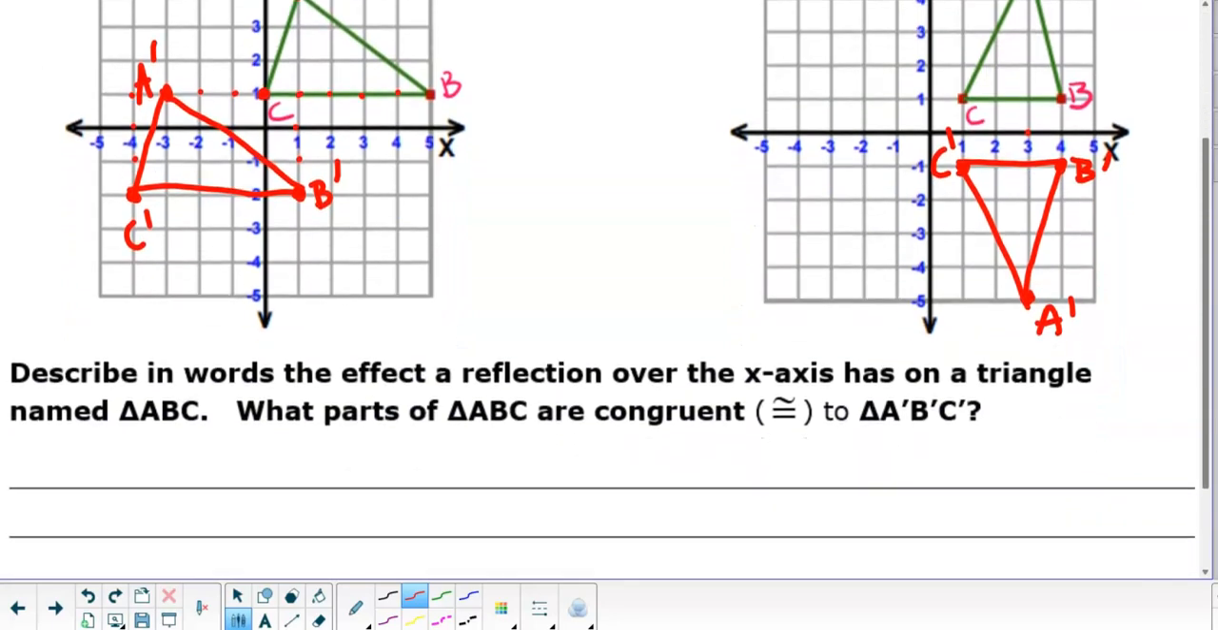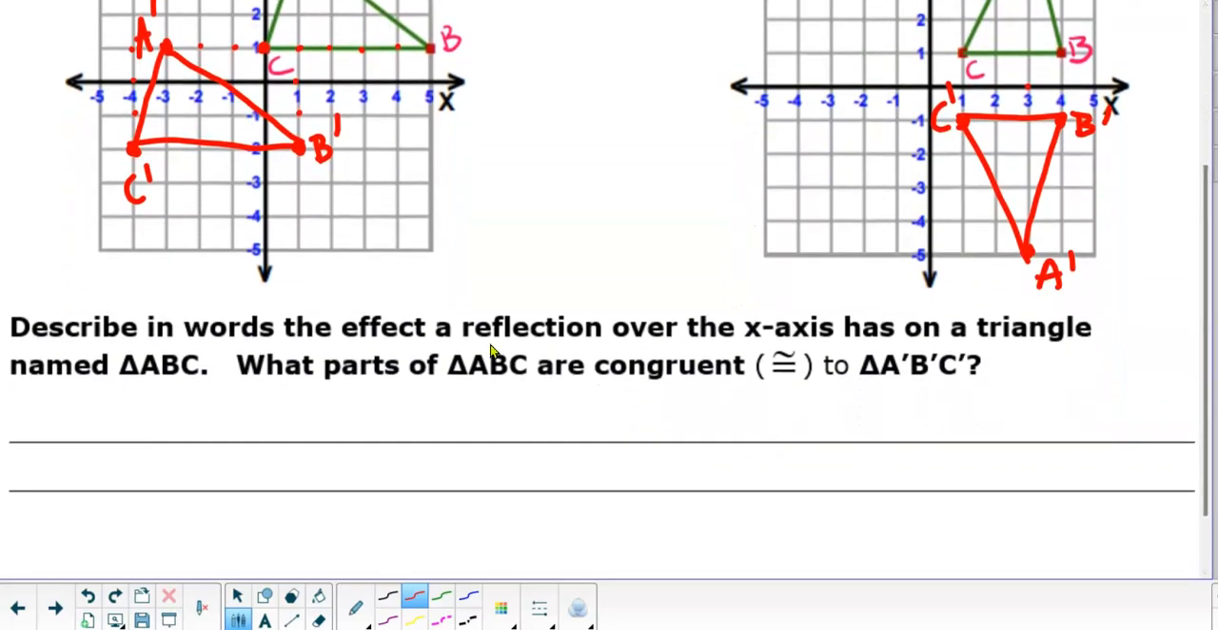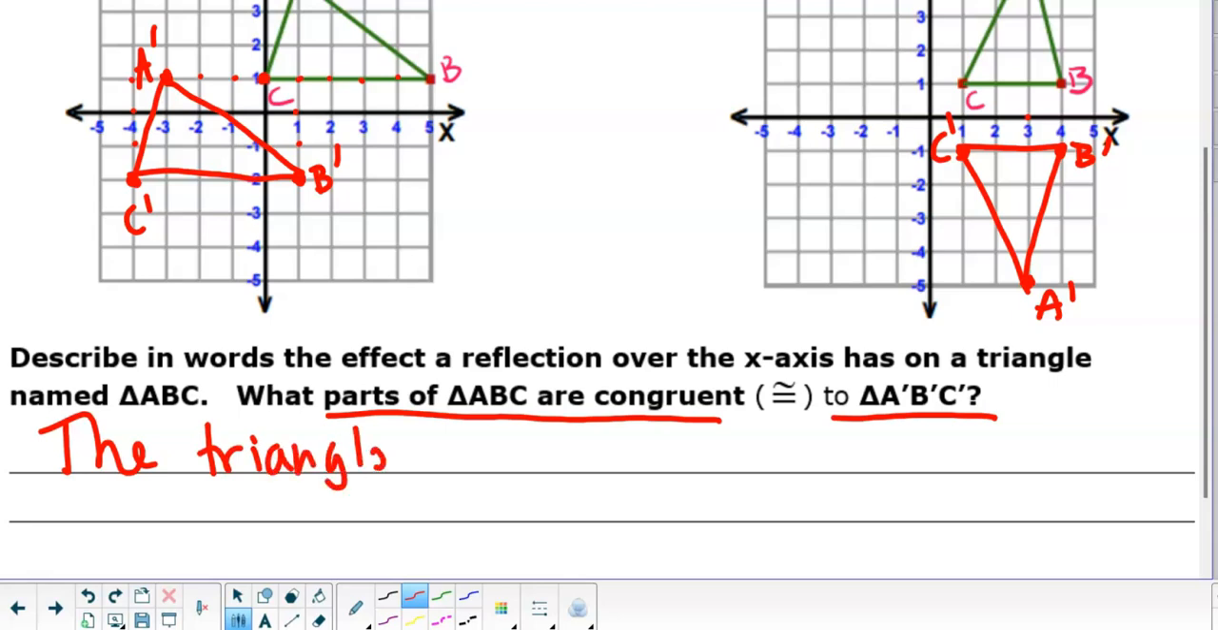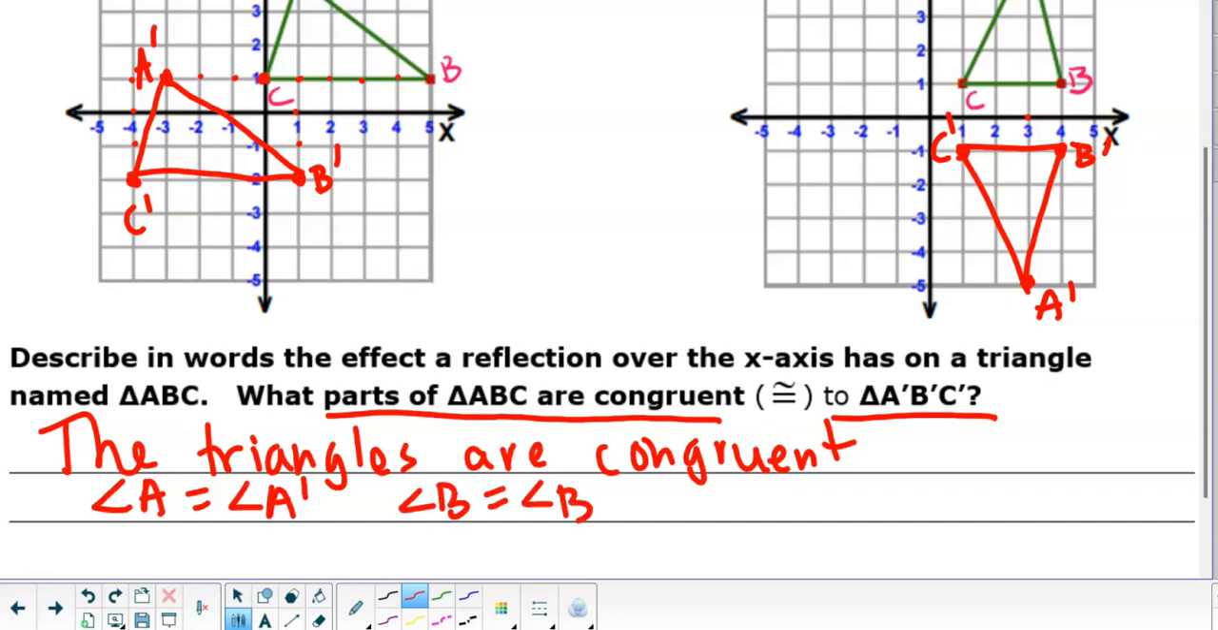The last question asks you to describe in words the effect a reflection over the x-axis has on the triangle. Well, the triangle is exactly the same shape, it's exactly the same size, it's just in a different location. So that's what they mean by describe the effect. What parts of triangle ABC are congruent to A prime, B prime, C prime? The first thing we want to say is the triangles are congruent. Angle A equals angle A prime, angle B equals angle B prime, and angle C equals angle C prime.